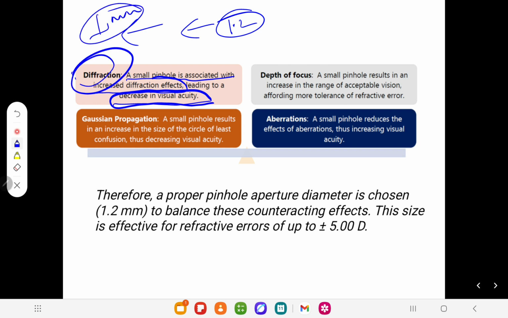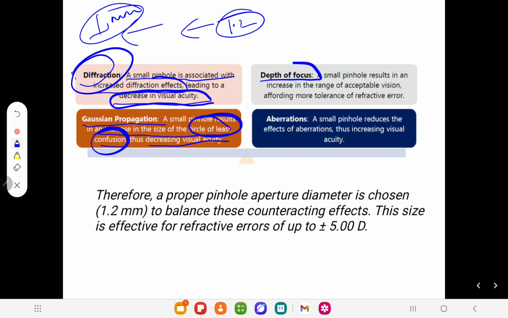The reason is diffraction. And at the same time, Gaussian propagation: the smaller pinhole results in an increasing size of the blur circle, the circle of least confusion, and decreasing vision. Because when you go smaller and smaller, the circle of least confusion size increases, which basically means decreasing the vision. So that's why we do not go so small.